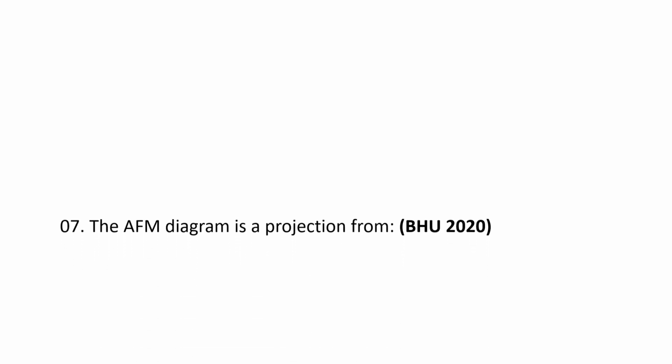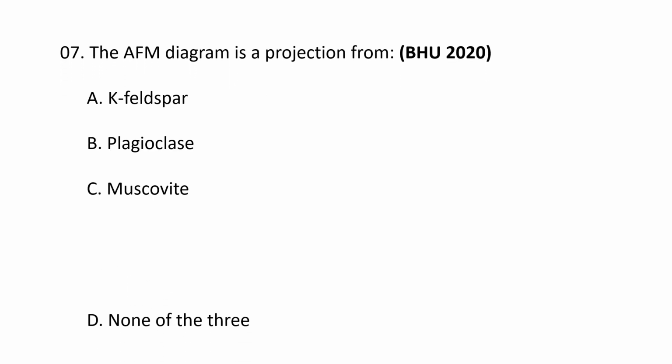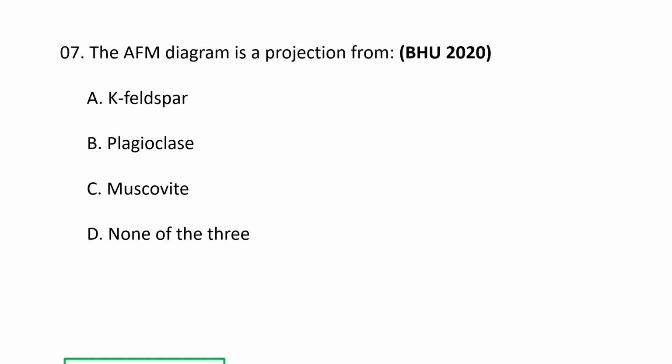Next question. The AFM diagram is a projection from A. Potash feldspar, B. Plagioclase, C. Muscovite, and D. None of the three. So the correct option is C. Muscovite. The AFM diagram is a projection from muscovite. It's a tool used in petrology to represent the chemical variations in metamorphic rocks, specifically metapelites, which are metamorphosed shales.